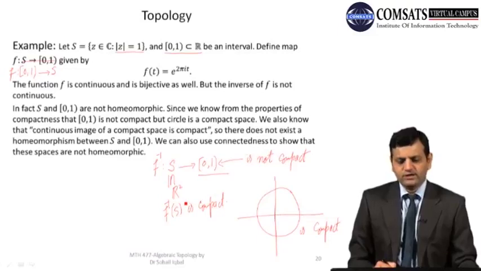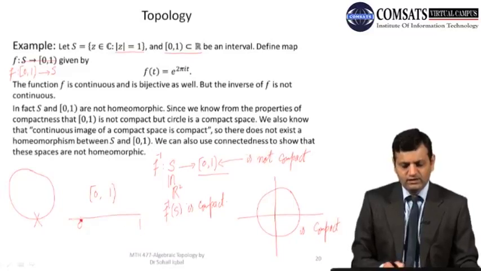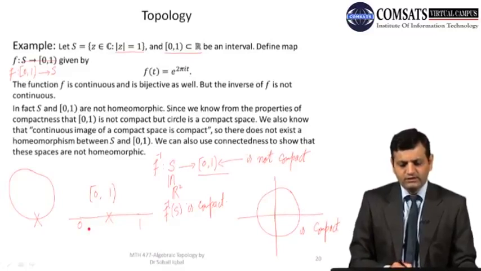So similarly, we can also use the invariance of connectedness. Let's say I take one point out from the circle, and I take some other point out from this interval, so let's say this is the 0, 1 interval on the real line. Then after taking this one point out, this is not a connected set. But after taking this one point out from the circle, it is still a connected set.